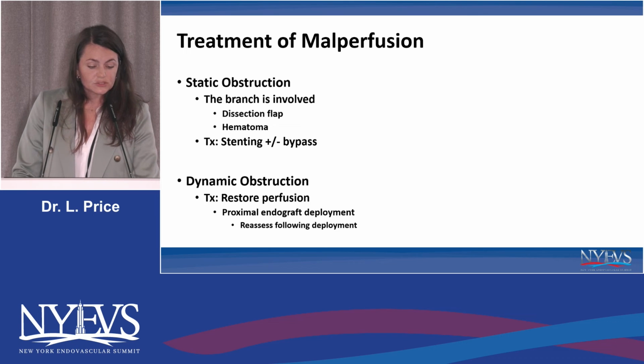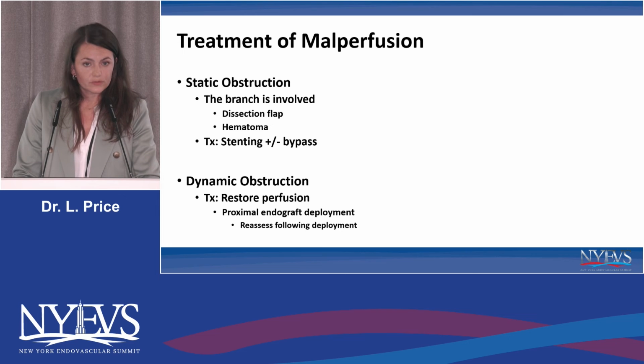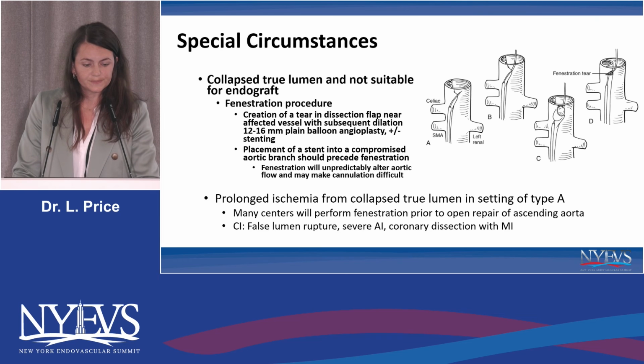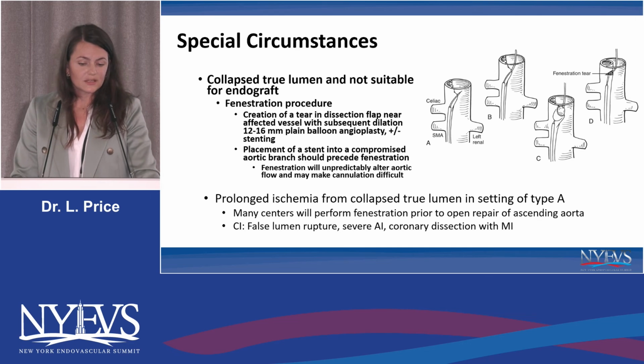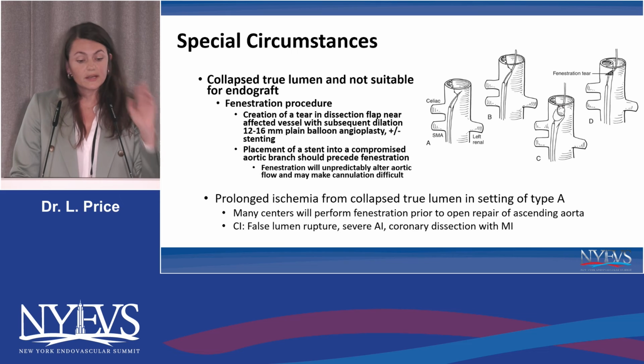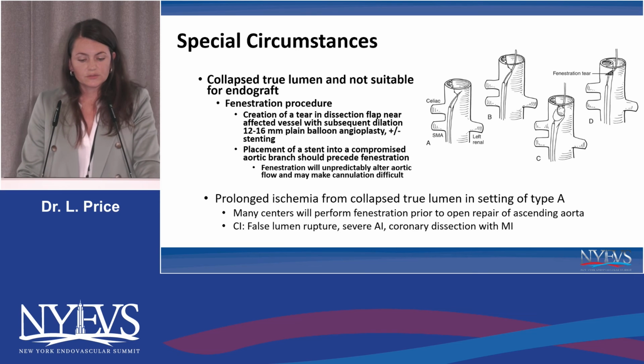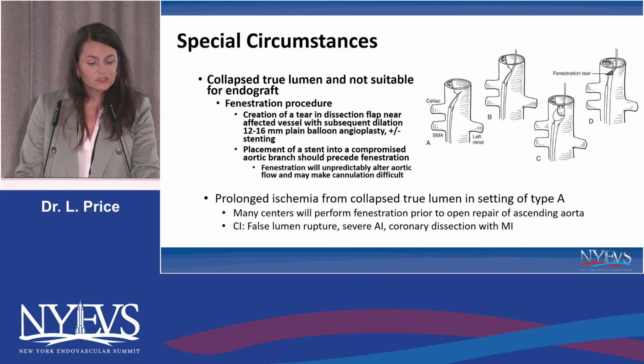In the dynamic obstruction, your goal is to restore flow. So you want to address that mobile septum, and that'll oftentimes involve deployment of a proximal endograft. Once you do that, you have to do another angiogram, aortogram, and reassess your intervention. There are special circumstances, so you can have a collapsed true lumen, and that's not necessarily suitable for endograft placement. An option that you have is the fenestration procedure.